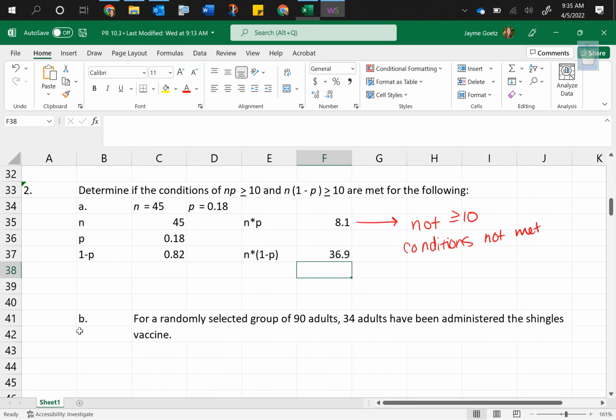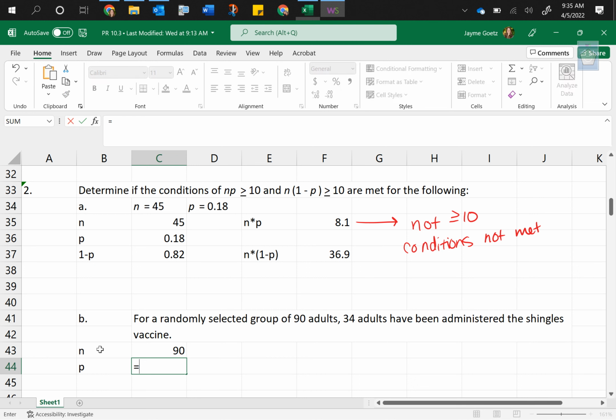Let's try it again for part B. For a randomly selected group of 90 adults, 34 adults have been administered the shingles vaccine. Okay? So the first thing we're going to need is our sample size. What is the sample size of this problem? 90 adults, very good. Then I want to find my p-value. Now, they did not give it to me outright. Sometimes I have to figure out that proportion on my own.